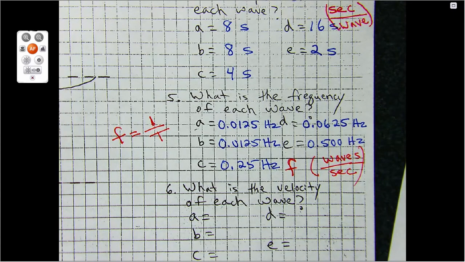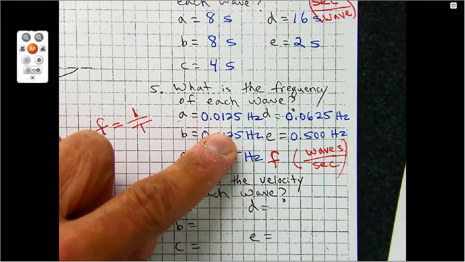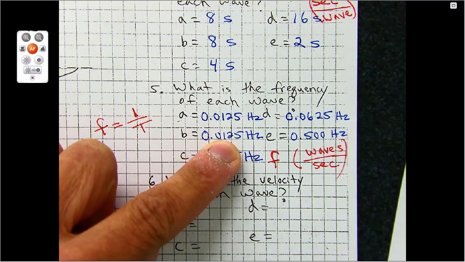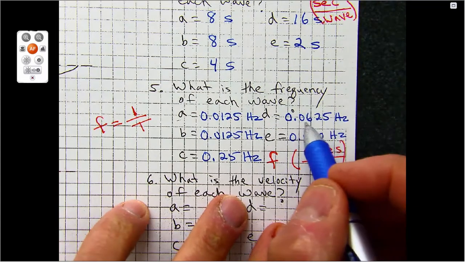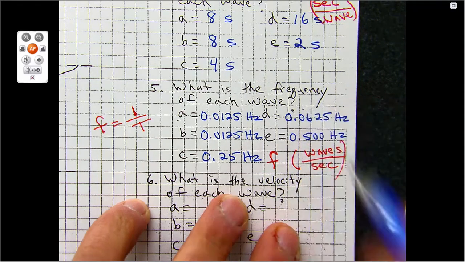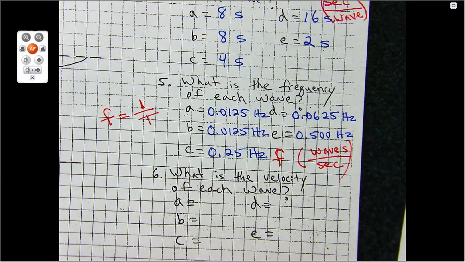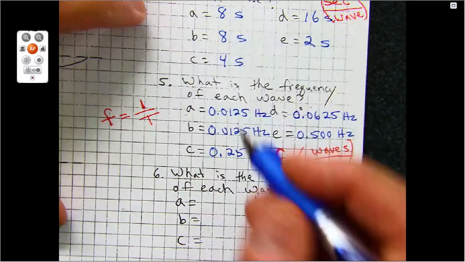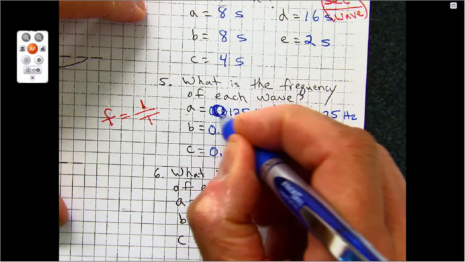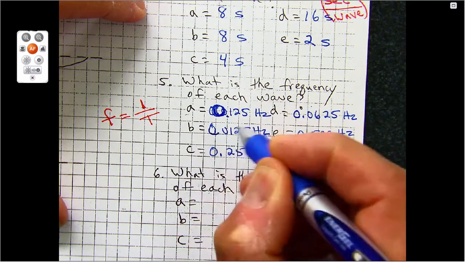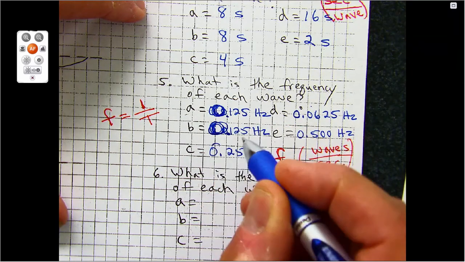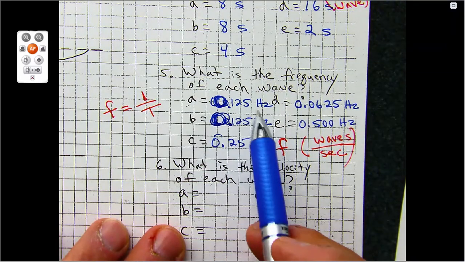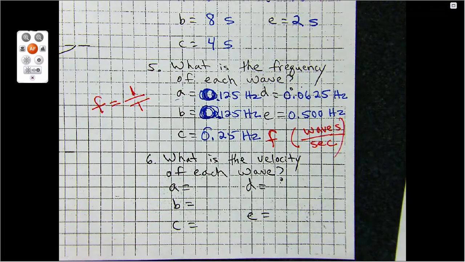1 over 16 should be another half of this. That should be 0.00625, right? No? Oh, cool. Good catch. Man, I need the zeros in here. Okay. 0.125, 0.125, 0.0625, yeah.